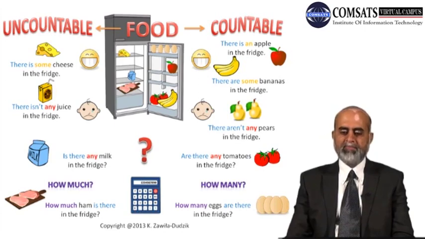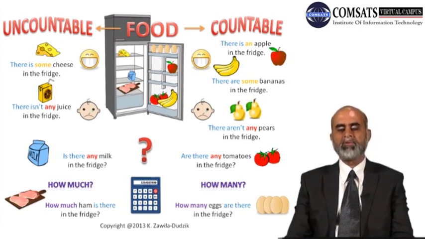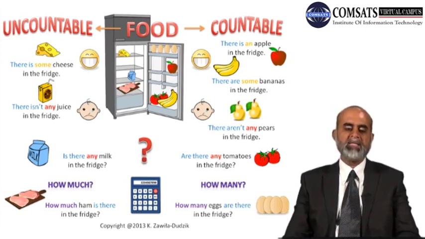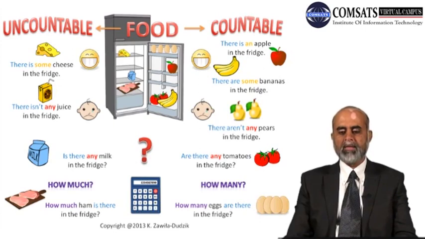Okay, how about any? The word any comes when we are using a negative sentence, like there isn't any juice in the fridge. We won't say there isn't some juice, because we are making a negative sentence. So we'll say there isn't any juice. There aren't any pears in the fridge.